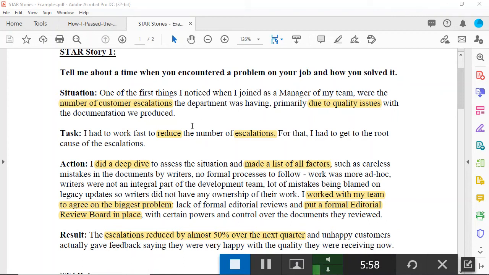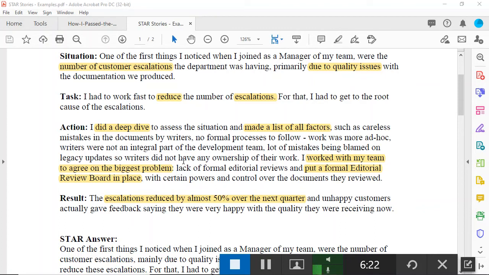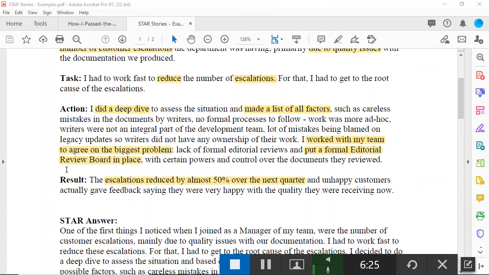You can say something like, there were a number of customer escalations due to quality issues. That's your situation. Your task was to reduce the number of escalations. That's your task. Actions is, you analyzed what the issues were that were leading to the escalations, and I worked with a team. And what is the action you took to remediate that problem you were having? And finally, what was the result? Well, it resulted in XYZ percentage of increase or decrease in whatever that was happening, right?